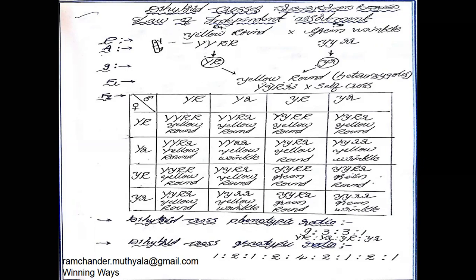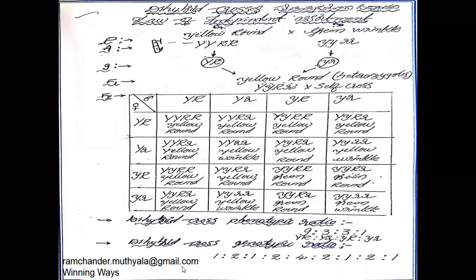And 3 plants have yellow cotyledons and wrinkled seeds. See children, here it is, yellow cotyledon, wrinkled seeds. These yellow cotyledon wrinkled seed plants are 3, and 3 are green cotyledons, round seeds. And the last one is green cotyledons, wrinkled seeds.